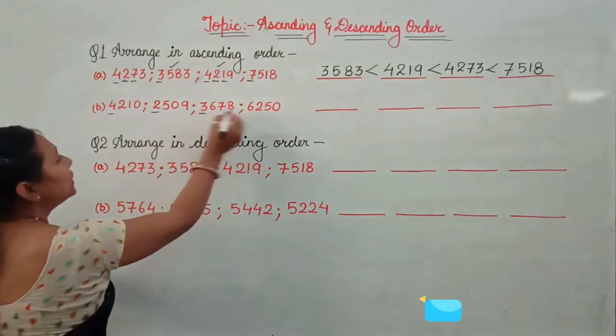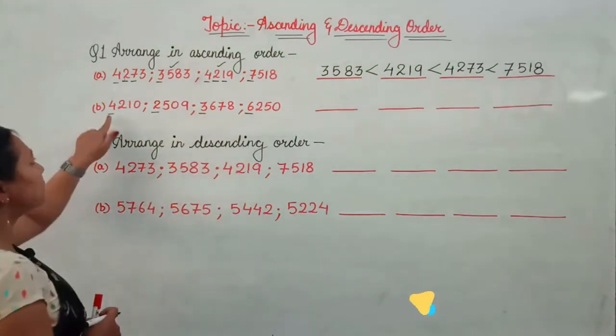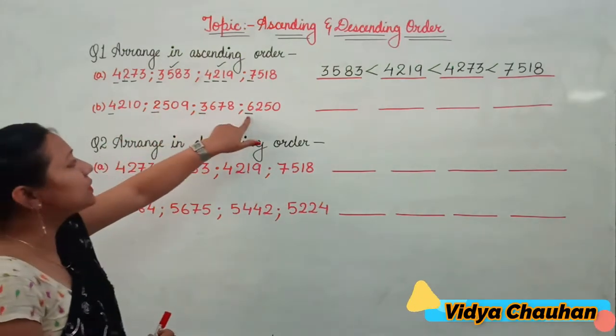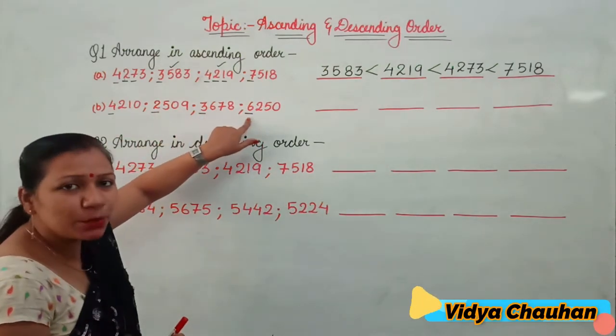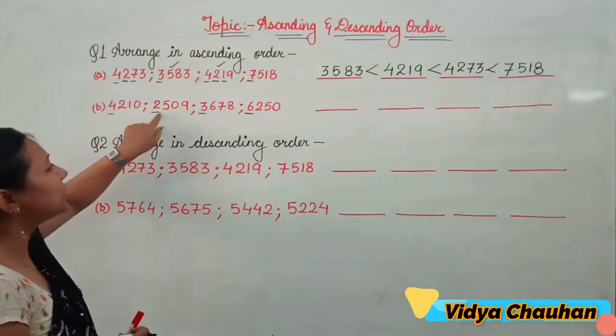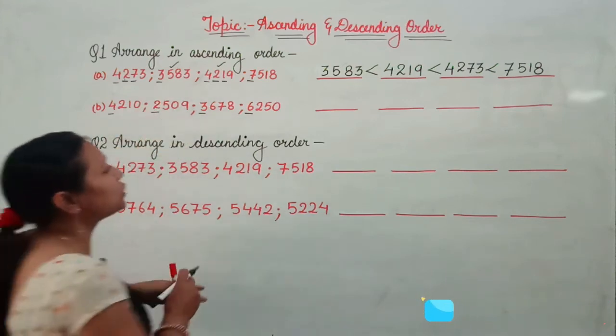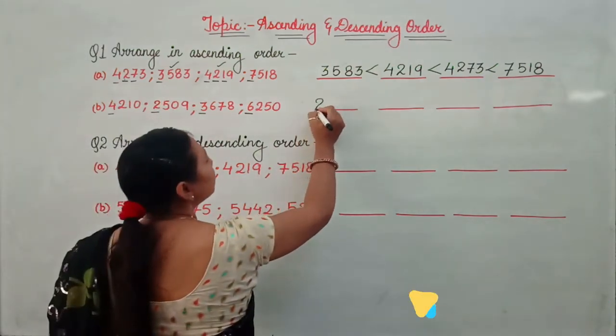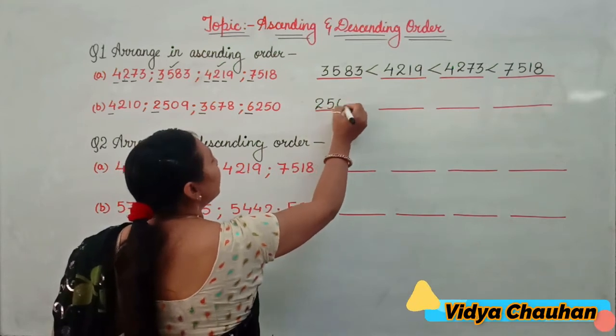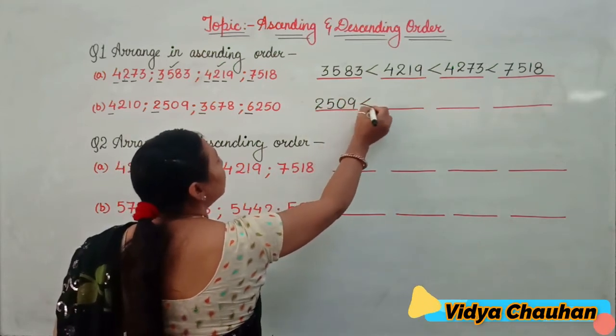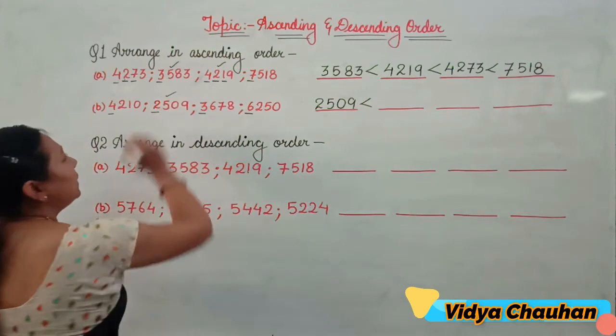4, 2, 3, 6. So it is 4000, 2000, 3000, 6000. Which is the smallest one? 2000. That means this complete number is also the smallest one. So 2509. So this number is done.